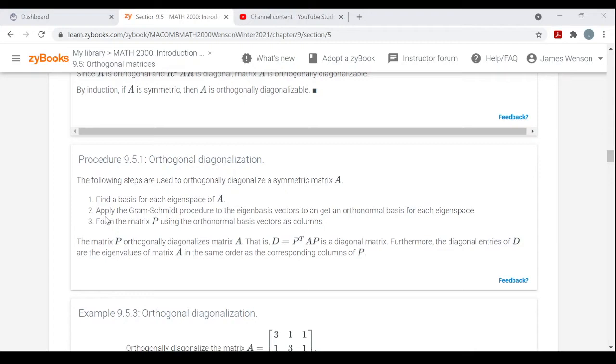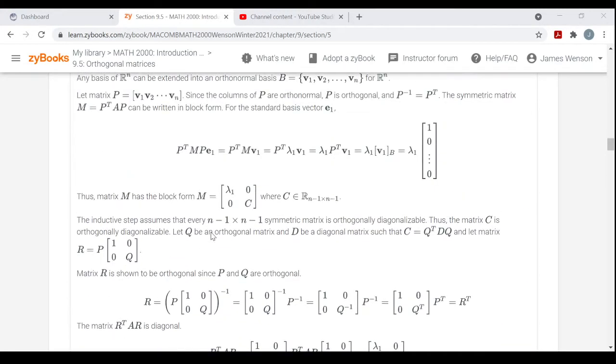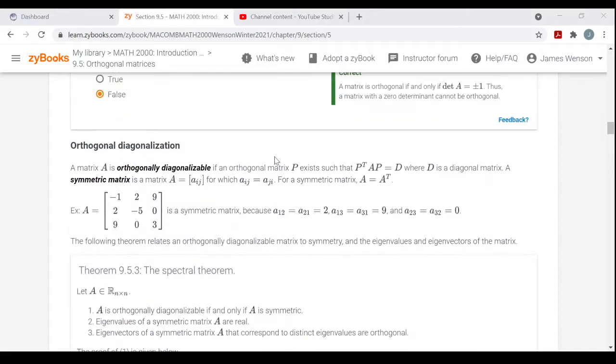Number two, apply the Gram-Schmidt procedure to the eigenbasis vectors to get an orthonormal basis for each eigenspace. So this is just for each eigenspace. You're going to try to get an orthonormal basis for each eigenspace using the Gram-Schmidt process, which again can take a bit if there's a lot of vectors in your eigenbasis. Number three, form the matrix P that they're talking about up here. Right, this orthogonal matrix P.